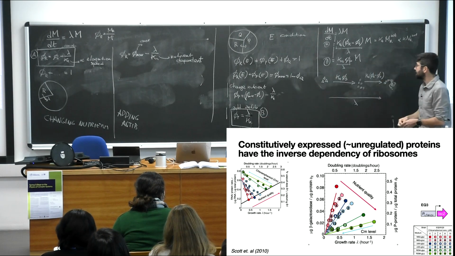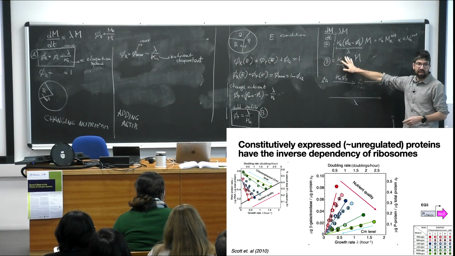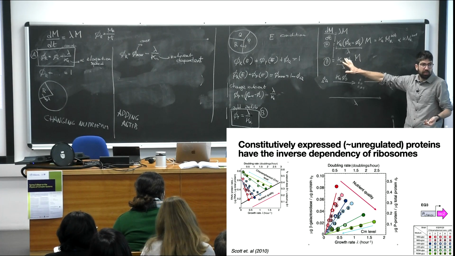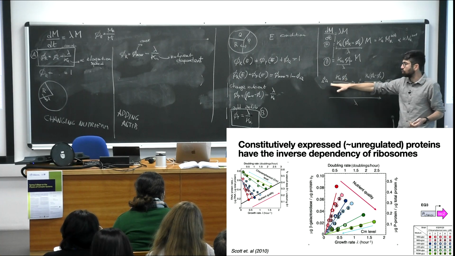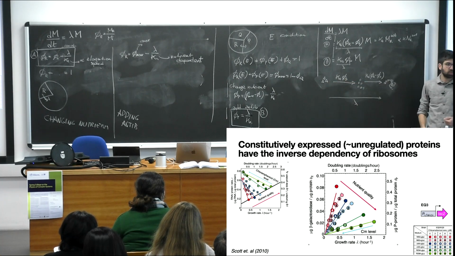And the interpretation is that this is another flux. It's a flux that depends on the nutrient, because kappa n is nutrient dependent. And so a natural interpretation is that this is related to the flux from nutrients to proteins.